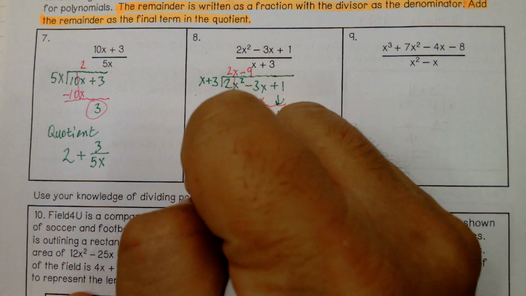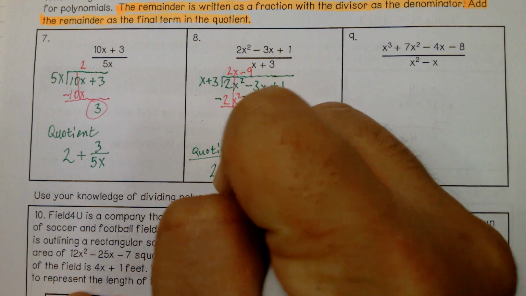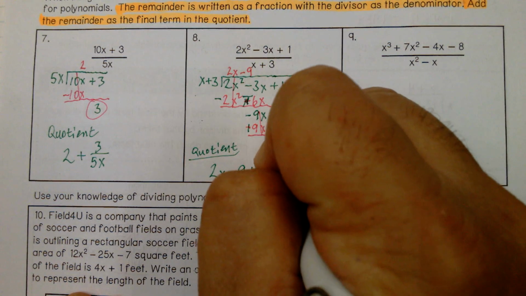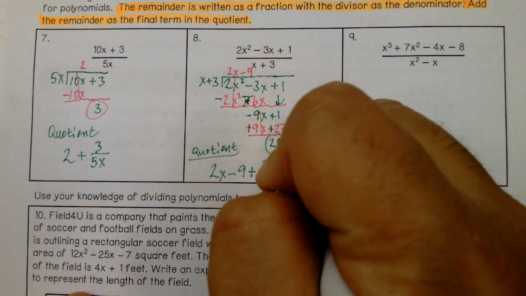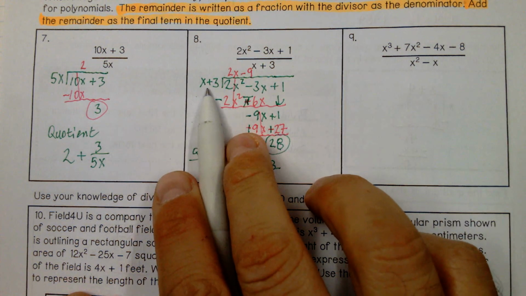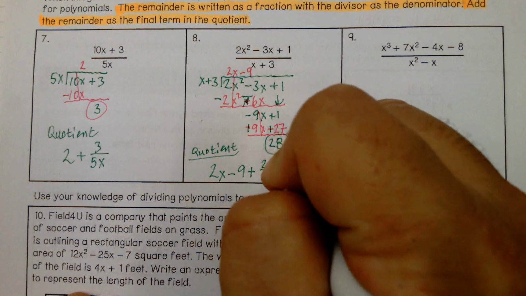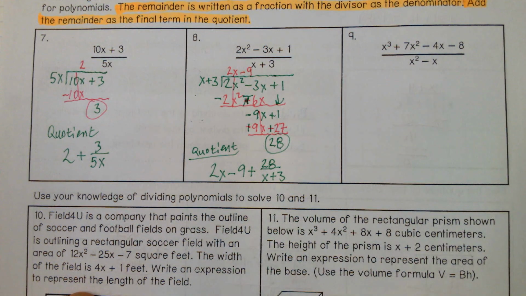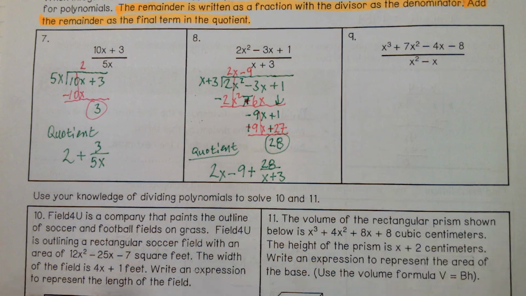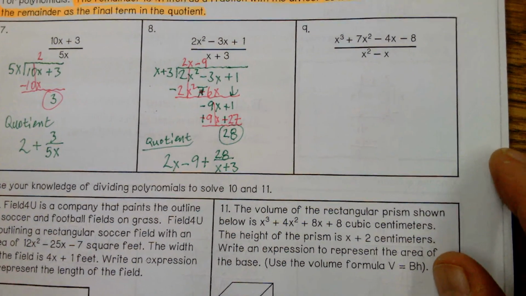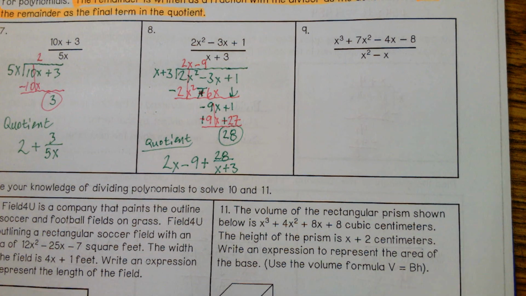So let's write our quotient. What do we get? 2x minus 9 plus 28 over x plus 3. Yeah, remember, it's always the divisor there. Okay? All right. Challenge time. Try it. Give it a shot.